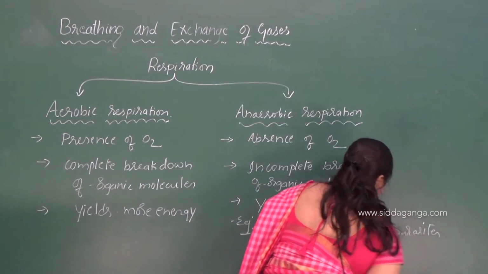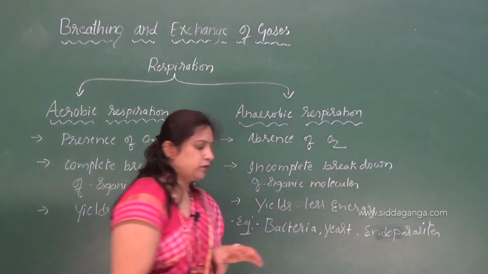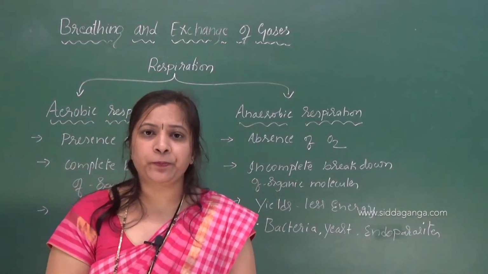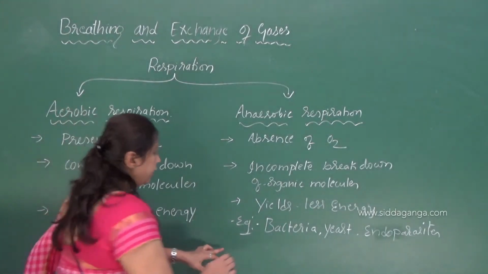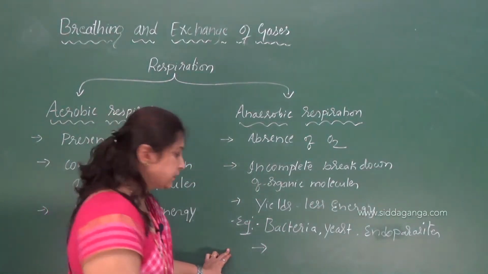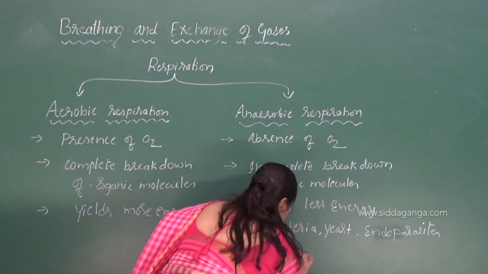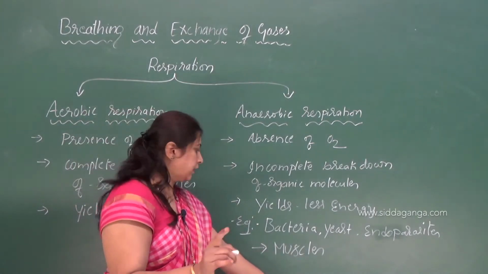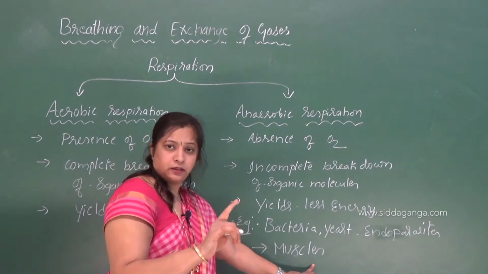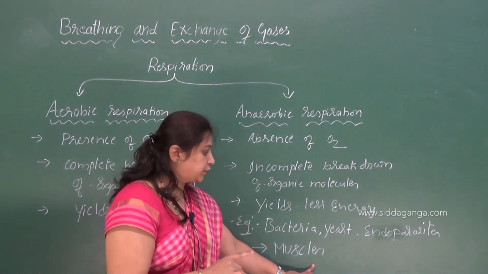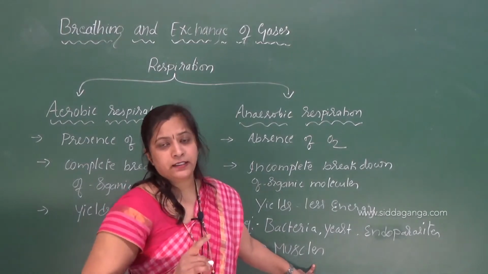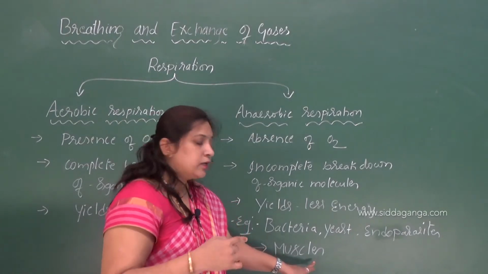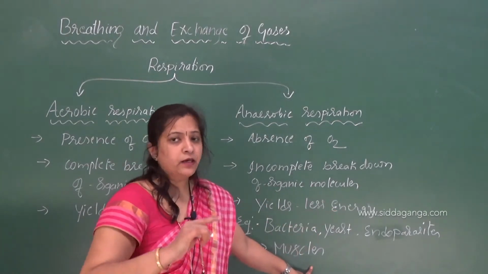Can you name the cells in the human body that carry out anaerobic respiration? Have you any idea? In humans, anaerobic respiration takes place in muscles. You remember this point. But it is conditional here. It occurs only during strenuous exercise, heavy physical activity. Because of low availability of oxygen, some muscle cells will switch to anaerobic respiration.